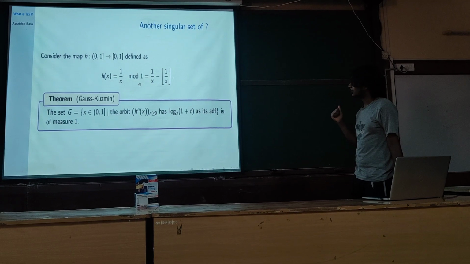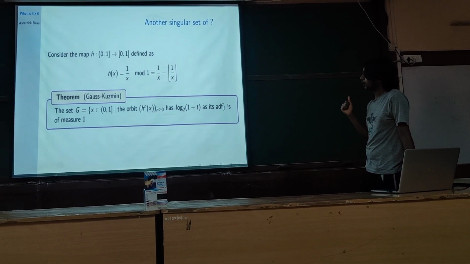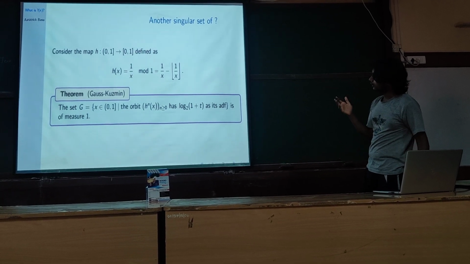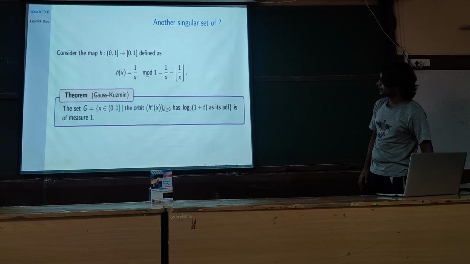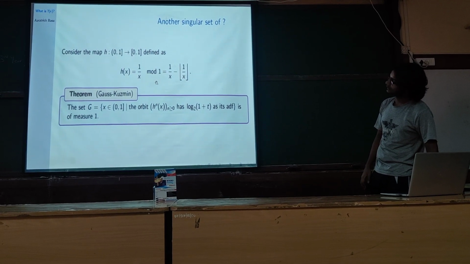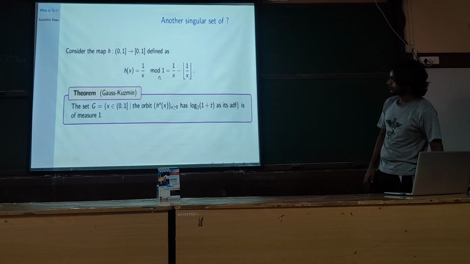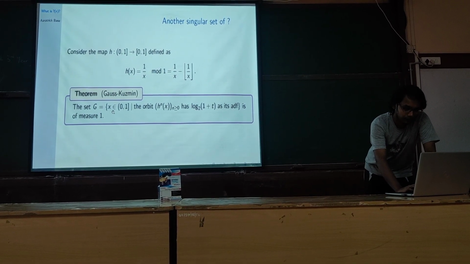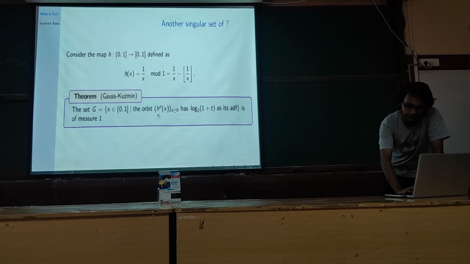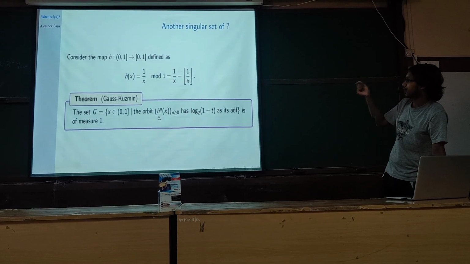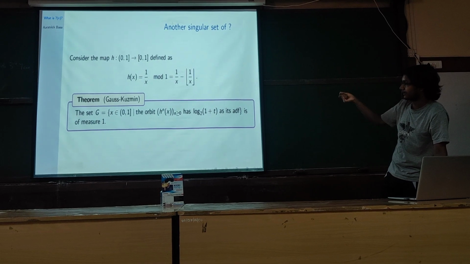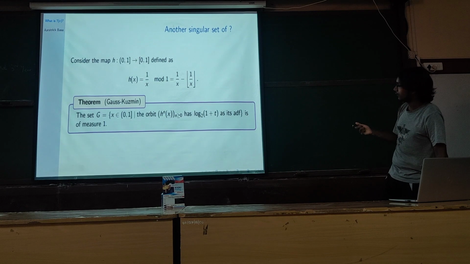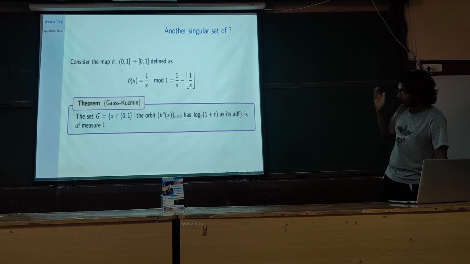It goes back to Gauss. He defined this map, which is now called the Gauss map, from (0, 1) to [0, 1], which is essentially h(x) equals 1 by x mod 1, which is nothing but the fractional part of 1 by x. What he conjectured, and Kuzmin later proved in the 1900s, is that this set G of the values x in [0, 1] such that the orbit under h, so this orbit is essentially just x, h(x), h squared of x, and so on, will have the function log base 2 of 1 plus t as its asymptotic distribution almost everywhere.